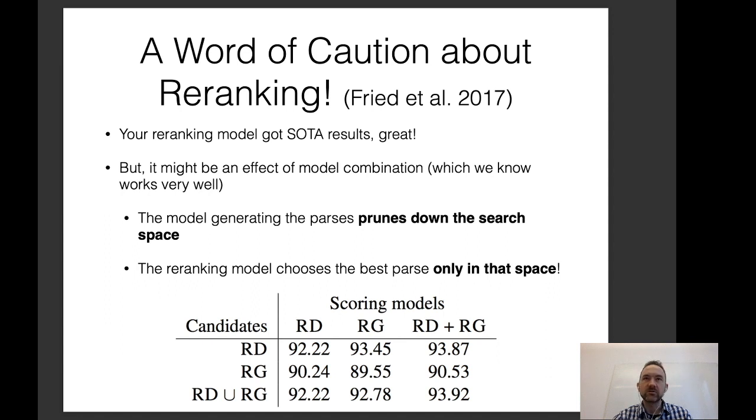Let's say you come up with a machine translation model that uses a regular machine translation model to generate some outputs, and then you rank it with some other fancier model. It might be the case that just this combination of the models is getting you most of the gains.